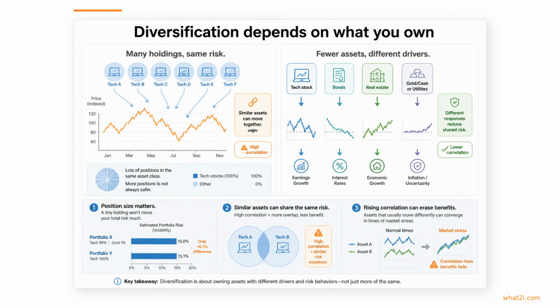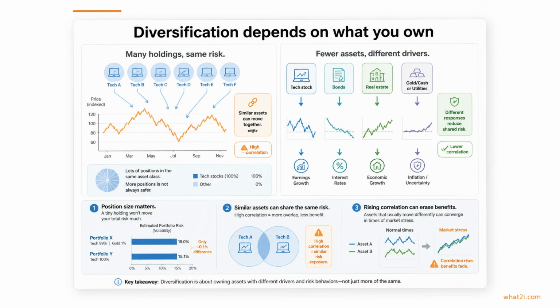Better diversification comes from what you own, not just from how many line items appear in the account. You can own 10 different stocks and still be heavily exposed to the same underlying risk if they all depend on the same economic drivers. Position size matters too, because a small diversifying position may have very little effect on total portfolio behavior. A portfolio with fewer assets can actually be more resilient if those assets respond differently to growth, inflation, rates, or market stress. Another complication is that correlation can rise when markets are under pressure. So diversification is something you evaluate by behavior and exposure, not by counting holdings.